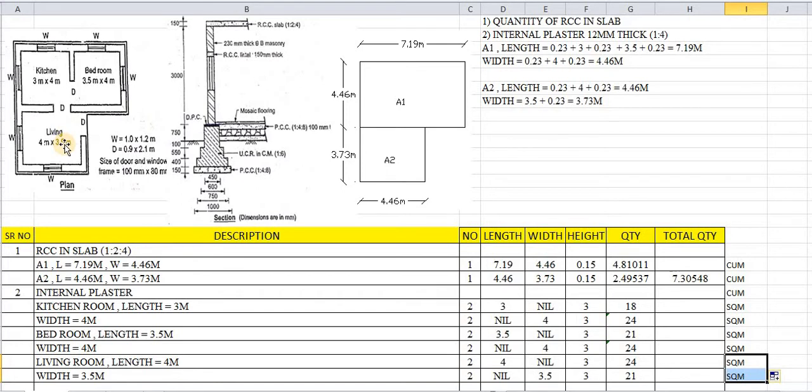Okay. Moreover, we have to see one more important concept. These are the openings for windows and doors. So we have to have deductions for door and window openings also in the case of plasters. Because plaster will not be applied in the case of doors, and also for windows plaster will not be applied.